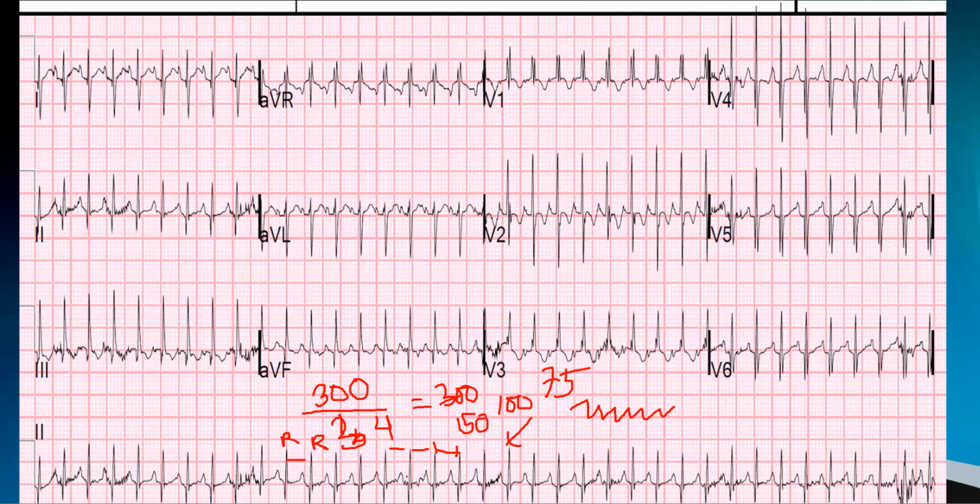So if there is one large square, then heart rate 300. If two large squares, heart rate 150. Three large squares, heart rate 100.